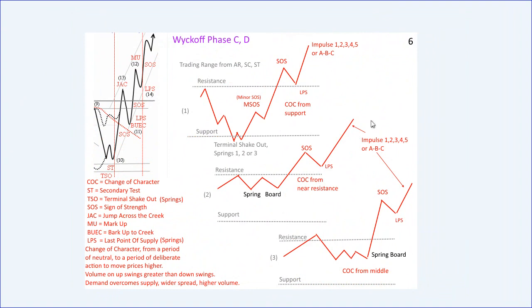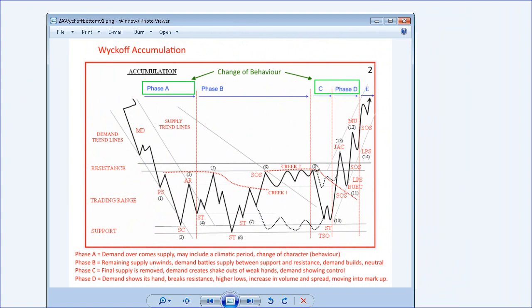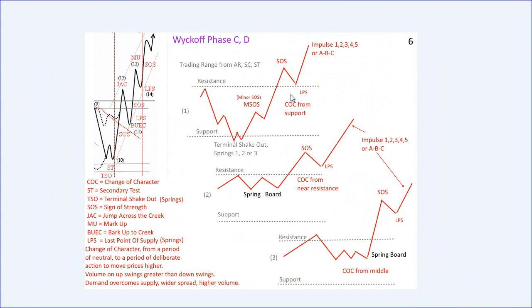Right. Now we're coming to the end of the accumulation pattern. We're now at this part here, phase C and D. So what we have here is we've had a bit of a shakeout, and the composite man's decided, right, supply has dried up. Whoever was short, the weak hands, have been cleared out and have accumulated stock float. They get ready to mark this thing up, and this is where you're starting to see a move. The move may either come from near resistance, some sort of springboard action, like option 2.